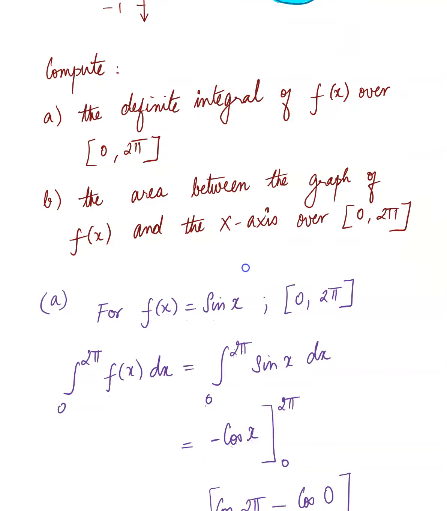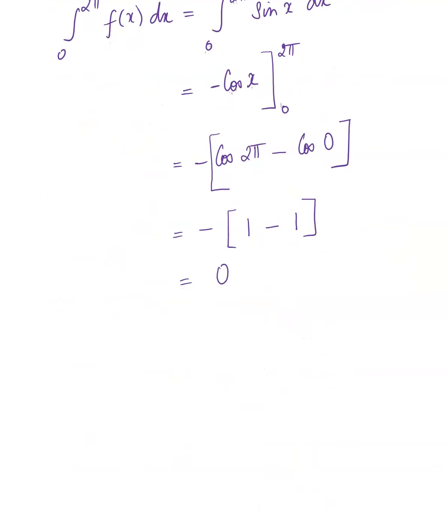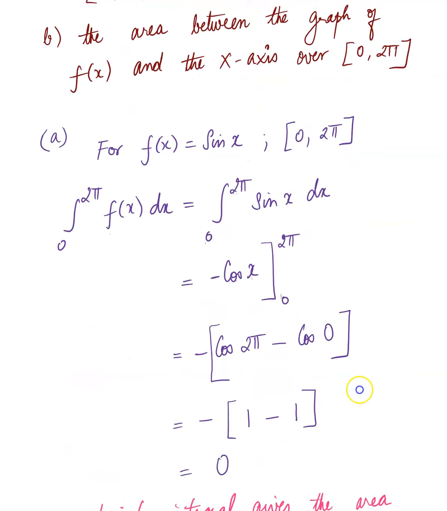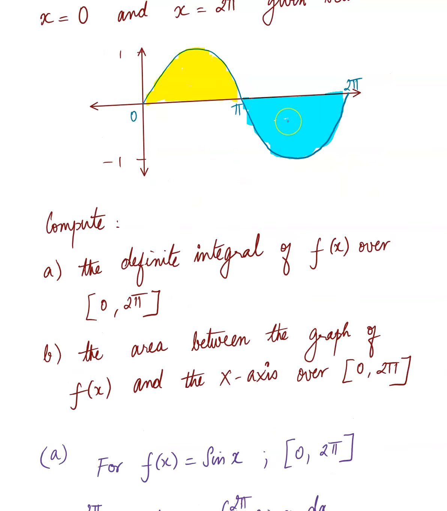Okay, so let me quickly note that down here and say the definite integral, which was part A, gives the area as 0 because it computes the net signed area. And we can see that visually that's true because the yellow area and the blue area are the same. When we do part B, we'll actually know what their areas are.